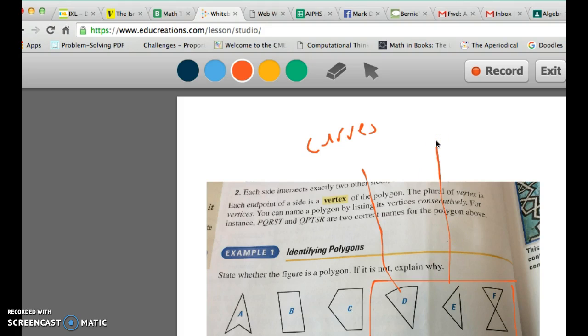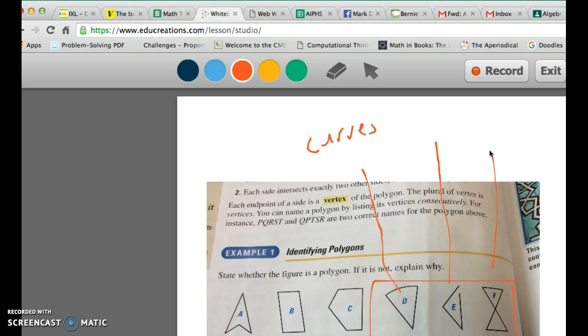This one's not a polygon because it's not closed. A polygon's two sides always intersect at two other sides. So it's got to be closed. And this one's not a polygon because it's actually two polygons, right? This is two triangles, but the whole thing is not a polygon. It's two polygons. If you look at it as a single thing, it's not a polygon.